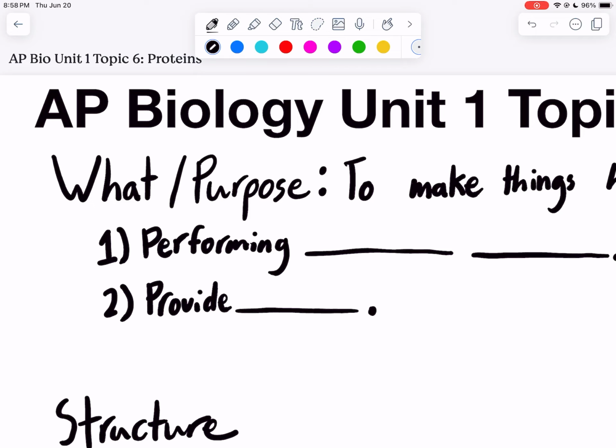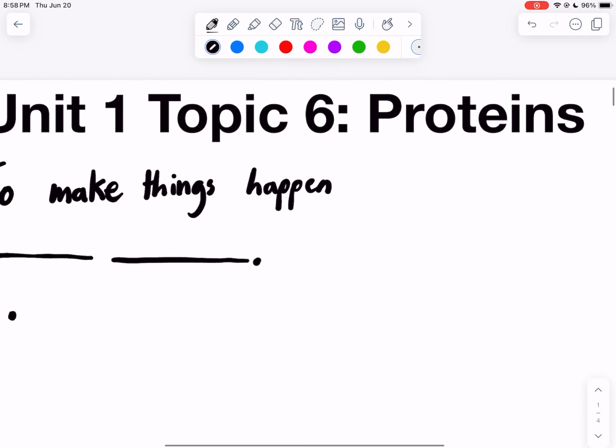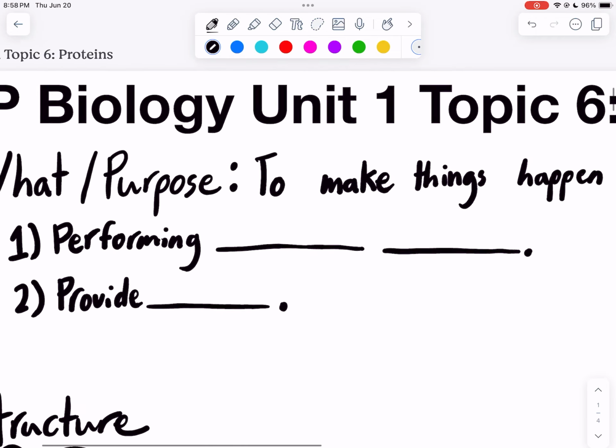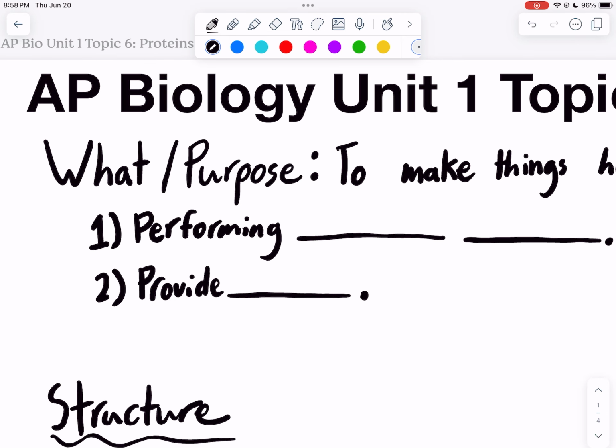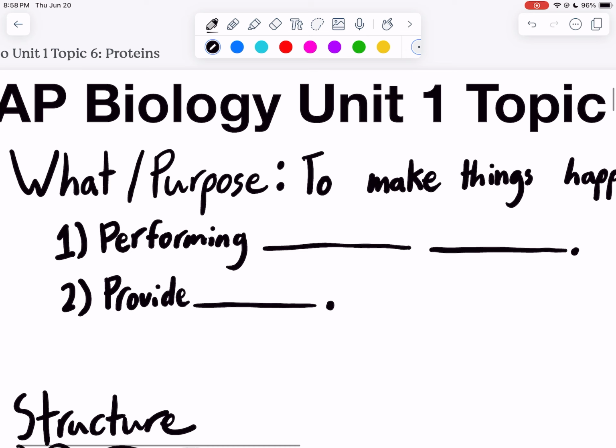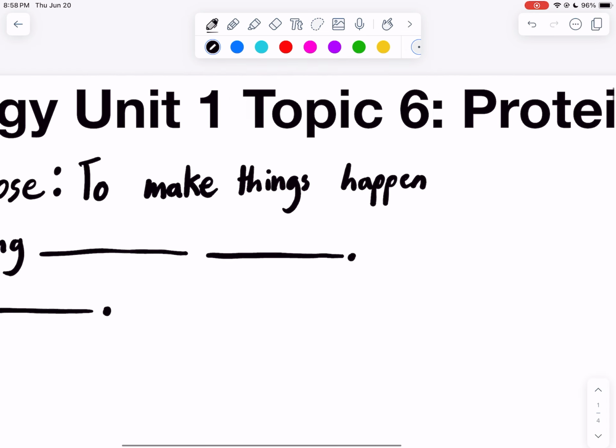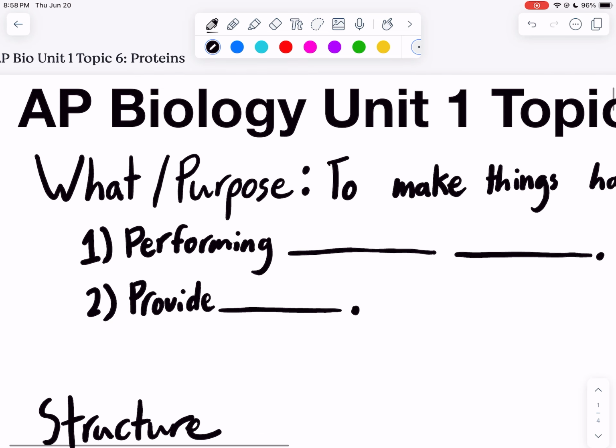All right, so welcome to AP Bio, Unit 1, Topic 6. This one's on proteins. So what is a protein? What is a protein and what is its purpose? Basically, a protein is a biomacromolecule that makes things happen, essentially.